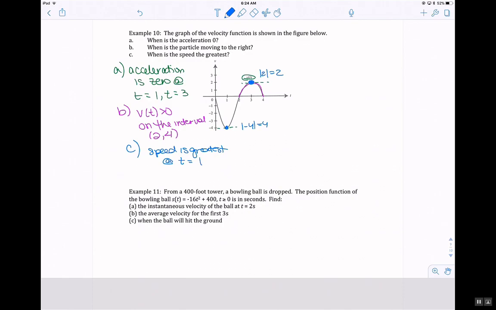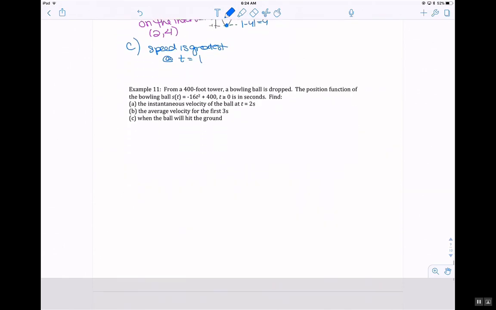11. From the 400-foot tower, a bowling ball is dropped. The position function is given by the function below. Find the instantaneous velocity of the ball at 2 seconds, average velocity for the first 3 seconds, and when the ball hits the ground. So A, instantaneous velocity, take the derivative. So v of t is equal to -32t. So v of 2 is equal to -32 times 2. So v of 2 is -64 feet per second, because this time we have units.